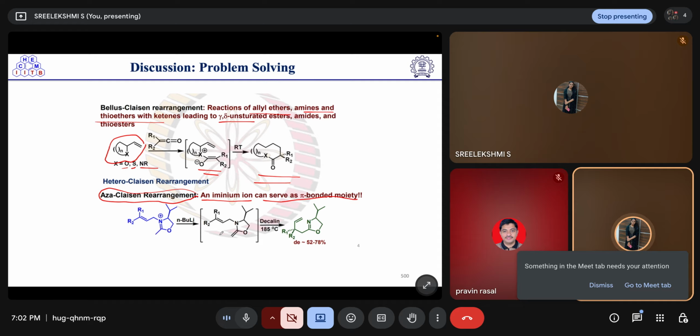So it will give this type of intermediate first in the presence of n-butyllithium. Proton abstraction will take place and this positive charge will be stabilized. Then same like a [3,3] sigmatropic rearrangement, numbering 1, 2, 3, and here 1 prime, 2 prime, and 3 prime, this bond will be formed and this bond will be cleaved. So we will get this particular product. That is an example of the Aza-Claisen rearrangement.